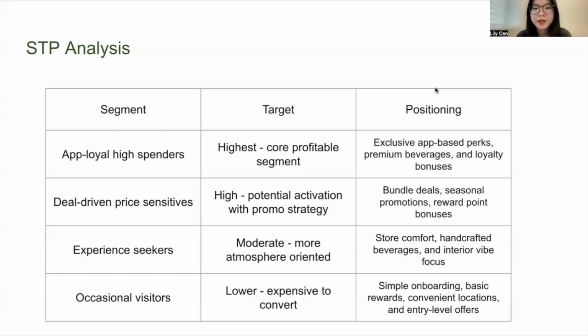Finally, occasional visitors represent a lower priority group because they are harder and more expensive to convert. Positioning for them should focus on simple onboarding, basic rewards, convenient locations, and entry-level offers to gradually increase engagement.